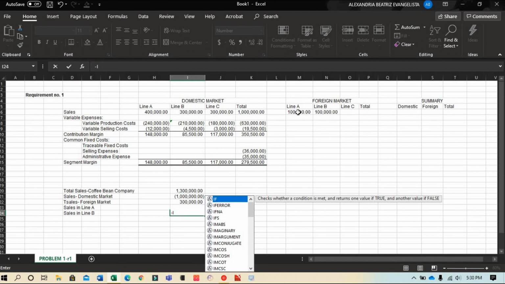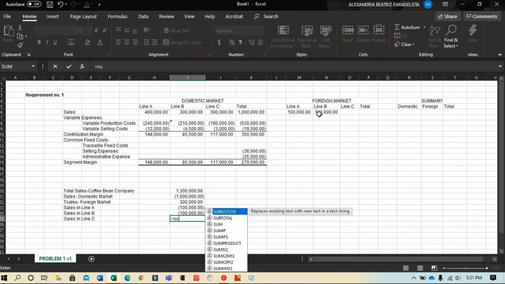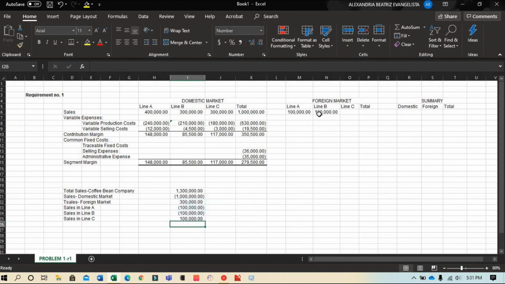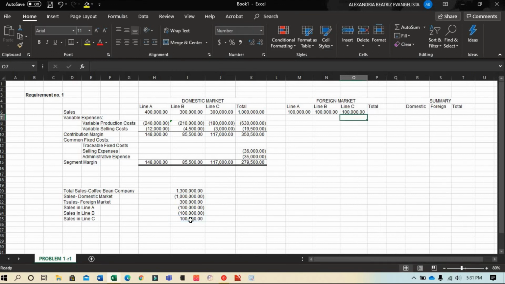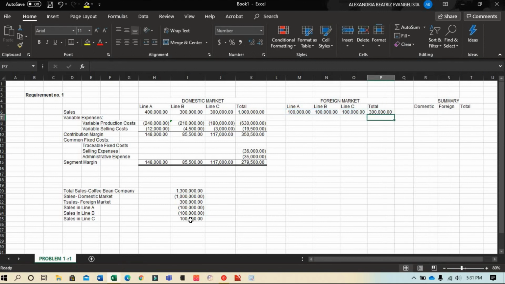So we're left with the sales in line C to complete the 1,300,000 total sales, which is $100,000. So that is the total sales for line C. So the total sales under the foreign market is $300,000. Now let's proceed into the variable production costs.